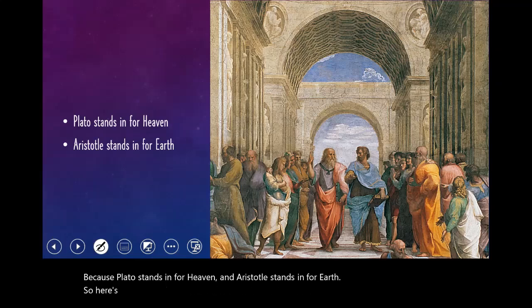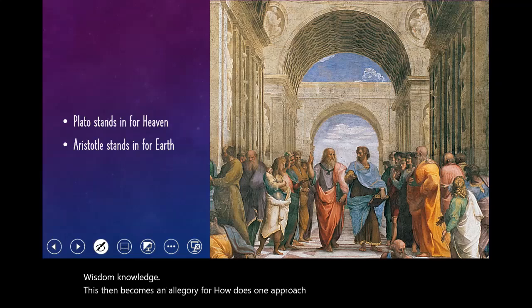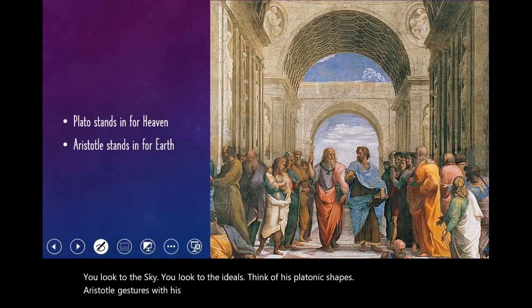So here's the ultimate allegory. Philosophy is Greek, essentially meaning love of wisdom, knowledge. This then becomes an allegory for how does one approach knowledge, learning. Plato points upward. You look to the sky, you look to the ideals, think of his Platonic shapes. Aristotle gestures with his palm stretched out to the ground. You observe the real world, you look at the details. His work becomes the basis for our scientific method today.